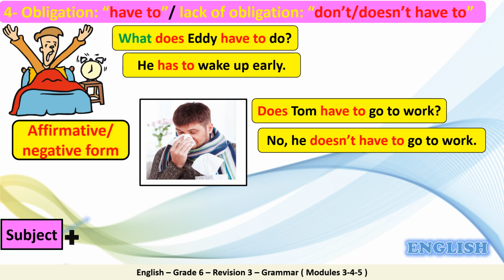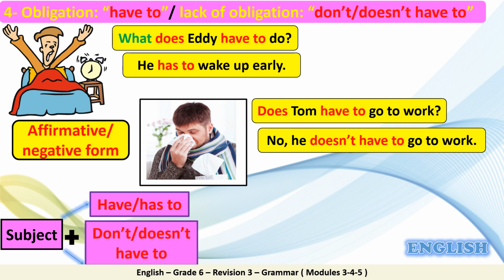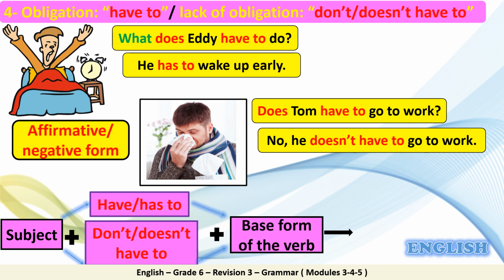Then we have either has to or have to for the affirmative, and in the negative we have don't or doesn't have to. After that comes the base form of the verb as usual. And of course, we shouldn't put any suffix on the verb.